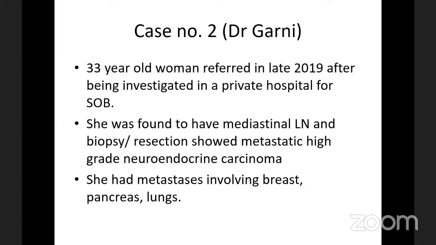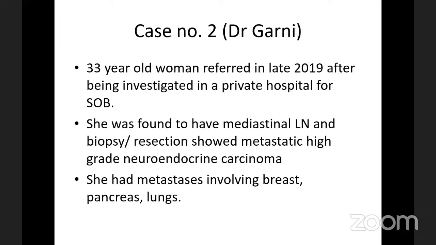Now I leave the second case for Dr. Mohammed again. Thank you, Dr. Kanaan. So my case is less complex than yours. This is a 33-year-old woman. Actually, now she's a 37-year-old woman.